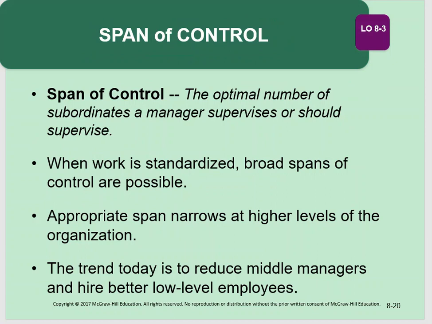Next, let's talk about span of control. Span of control is the optimal number of subordinates, not the total number, but rather the optimal number of subordinates that a manager should supervise. Thus, when work is standardized, which means all the lower level employees are doing the same or similar type of work, you may have a broad span of control. That's possible. However, when the work is much more specialized as opposed to standardized, the span of control should narrow. In addition, span of control generally narrows at higher levels of the organization.